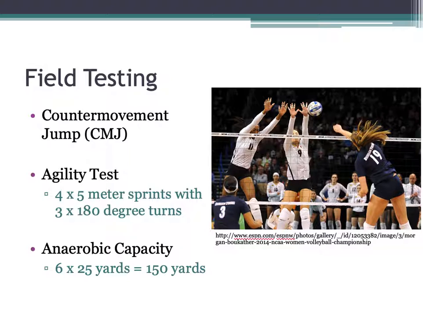Volleyball is known as a court sport and commonly involves a change of direction of 180 degrees within a short distance of roughly 5 meters. Therefore, an agility test can be a reliable indicator for change of direction. The agility test was executed by 4 5-meter sprints with 3 180-degree turns. Anaerobic capacity was assessed using the 150-yard shuttle run. The 150-yard shuttle run consisted of 6 25 yards equaling 150 yards, that were performed as quickly as possible with 3-minute rest between trials.